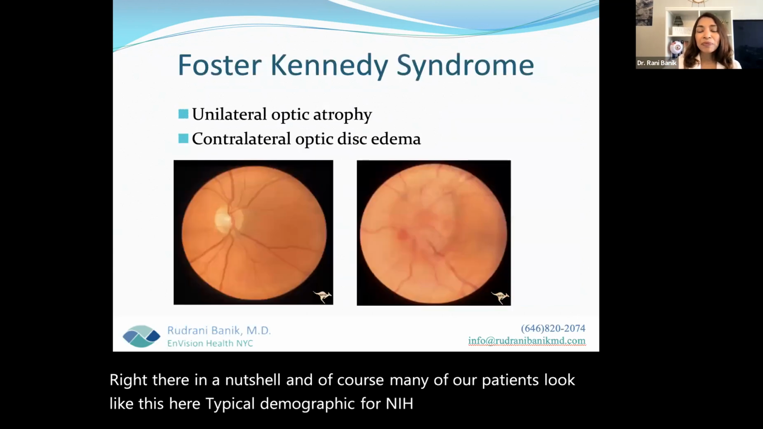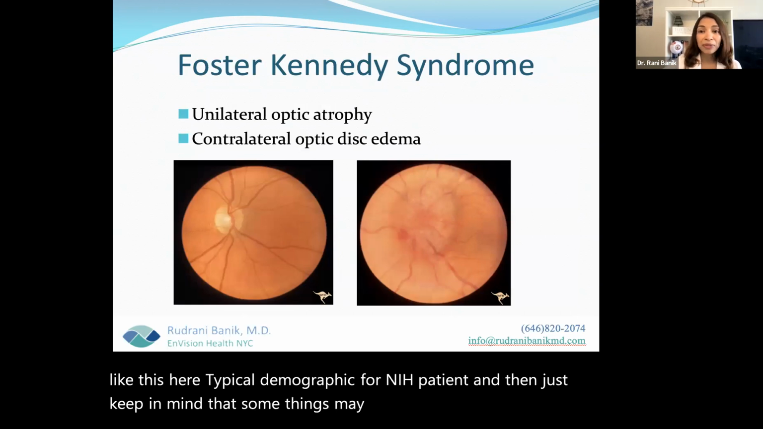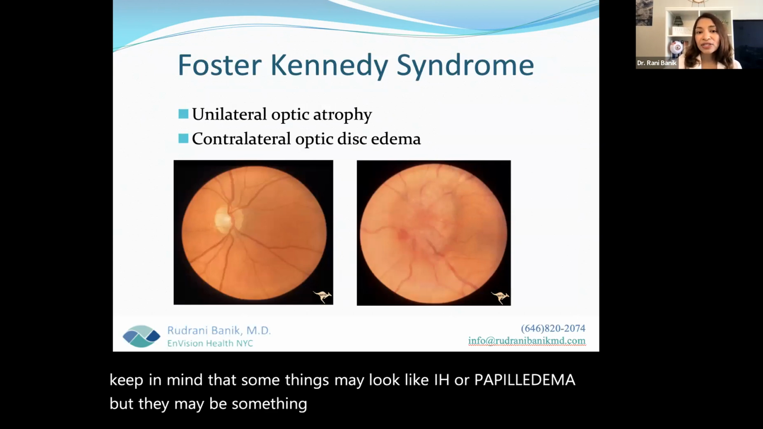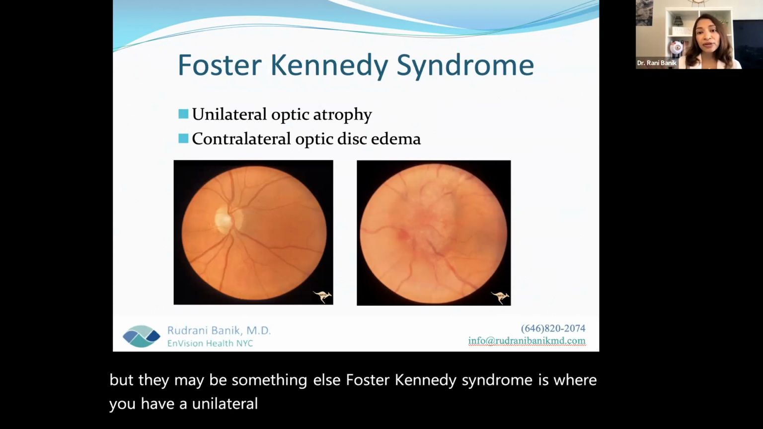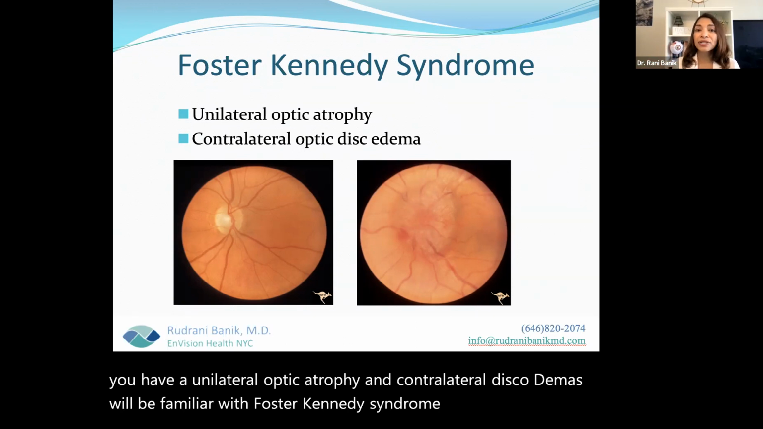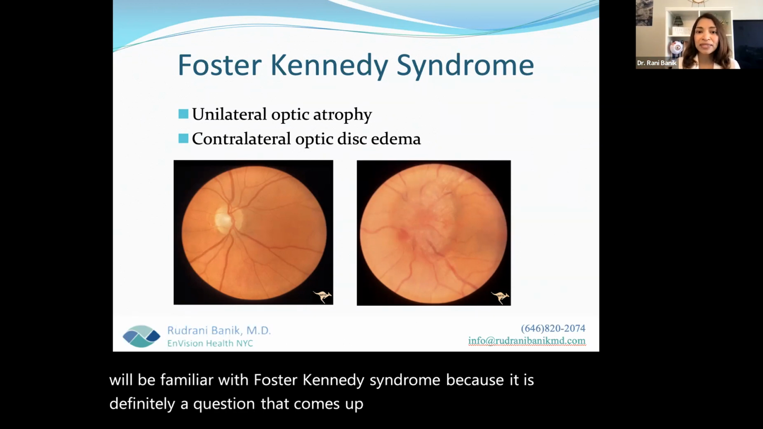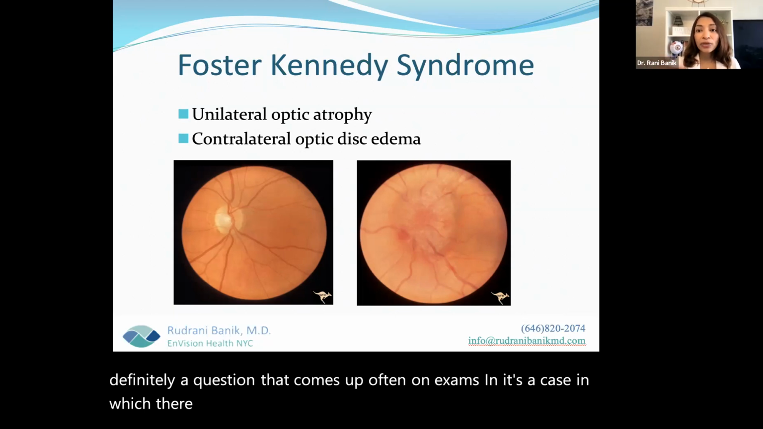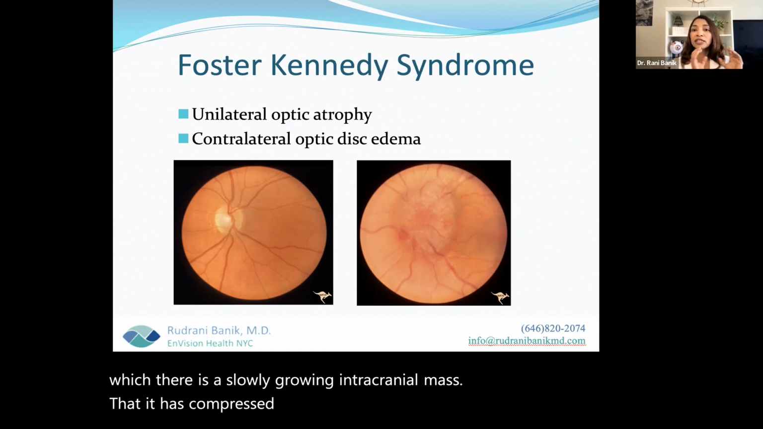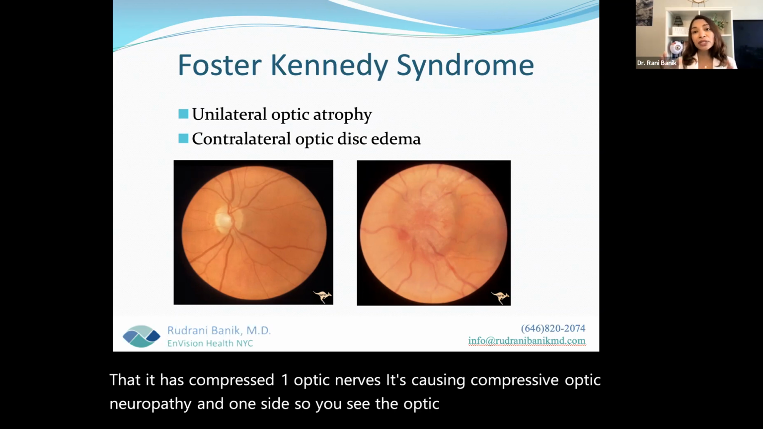And then just keep in mind that some things may look like IIH or papilledema, but they may be something else. Foster-Kennedy syndrome is where you have unilateral optic atrophy and contralateral disc edema. So be familiar with Foster-Kennedy syndrome because it is definitely a question that comes up often on exams. And it's a case in which there's a slowly growing intracranial mass that has compressed one optic nerve. So it's caused a compressive optic neuropathy on one side.